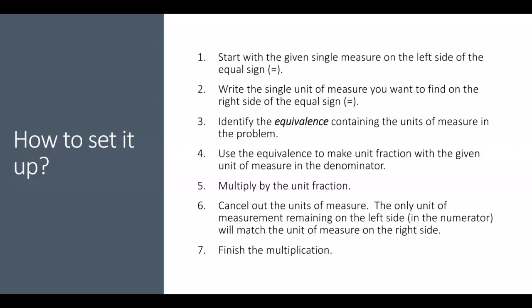And then we have to identify the equivalence of measures. Do we need any conversions in our math problem? Then we make it look similar to what a fraction would look like, and you put your units of measure in either the numerator or the denominator so they'll cancel out, and you'll end up with what you need. Then you multiply everything on the top and divide everything on the bottom, and that should give you your answer. Again, it sounds confusing when you try to explain it to someone, but when you actually see it in practice, it's pretty darn simple.